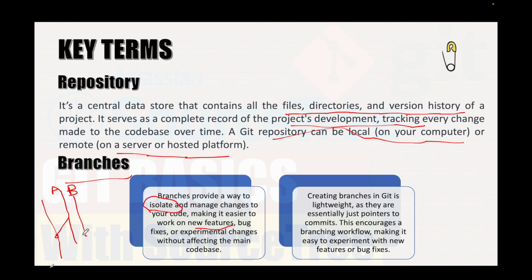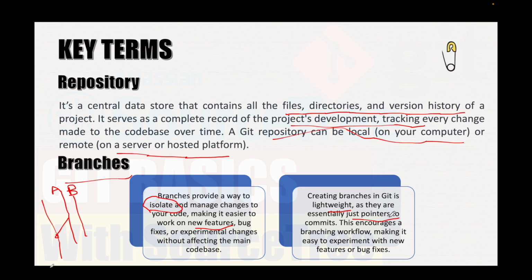So we will see all these terms and terminologies which I am using in a bit, but this is what a branch is. Creating branches in Git is lightweight. This is very important to understand: why they are lightweight, as they are essentially just pointers to commits.